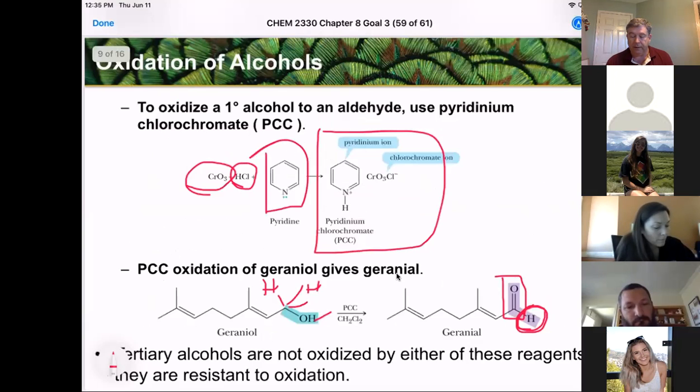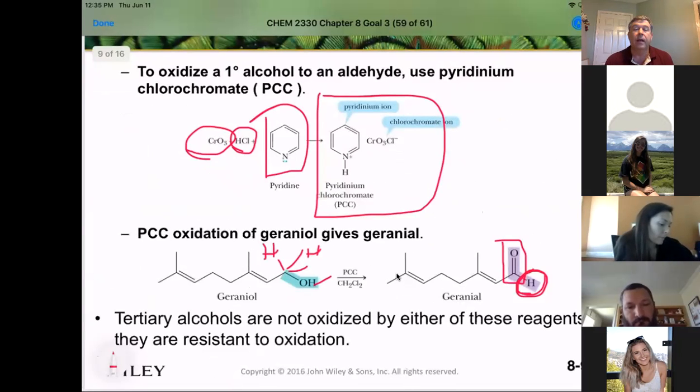But if you don't care to stop there, you can use the stronger chromic acids, which I don't have on your slide, and they will convert primary alcohols to carboxylic acids. They will convert secondary alcohols to ketones, and tertiary alcohols are not reactive with either of these reagents. Okay, so that's the key there, is that the tertiary alcohols, and the reason is they don't have a hydrogen on the carbon that the alcohol's on to take away. Because there's no hydrogen to take away, you're not going to break a carbon-carbon bond to do this, so they don't react.